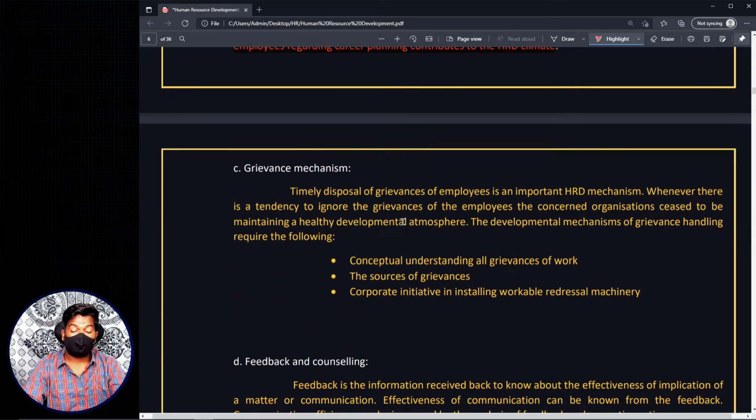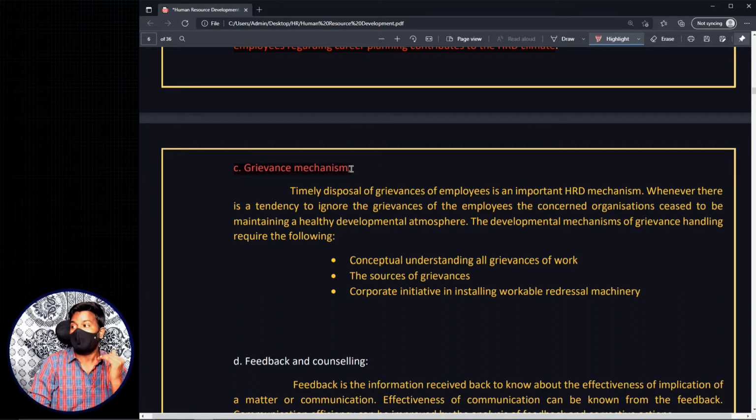Now the next intervention or mechanism that we are going to talk about is something called grievance mechanism. Now what do you mean by grievance? In simple terms, grievance is any dissatisfaction related to work or working conditions, or related to employment. In the workplace, grievances are common. Now it is up to the organization to deal with these grievances, because if organizations do not deal with the grievances of the employees, or with the situations which are resulting in grievances, then it will have a negative impact on the entire organizational climate or organizational culture, which will in turn create a negative environment.